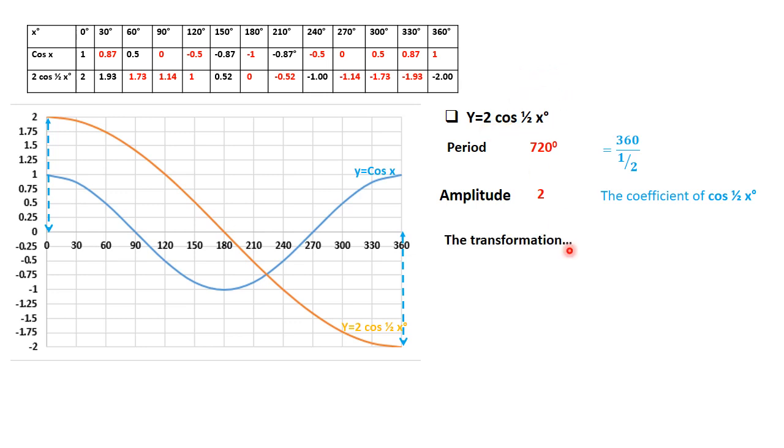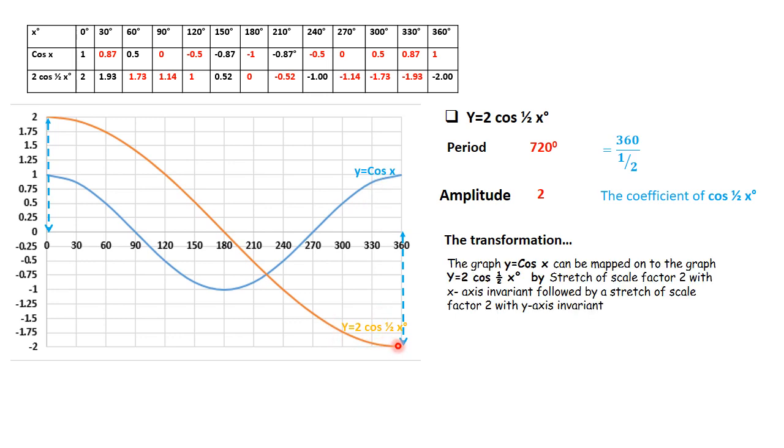Hey, we continue to another thing. The question was also asking about the transformation. So how is y equals cos x transformed to y equals 2 cos a half x? Now, this wording should be exactly as I have written there. So we would say the graph of y equals cos x can be mapped on the graph of y equals 2 cos a half x degrees by a stretch of scale factor 2 with x-axis invariant, followed by a stretch of scale factor 2 with y-axis invariant. Those are the two parts constituting the transformation.